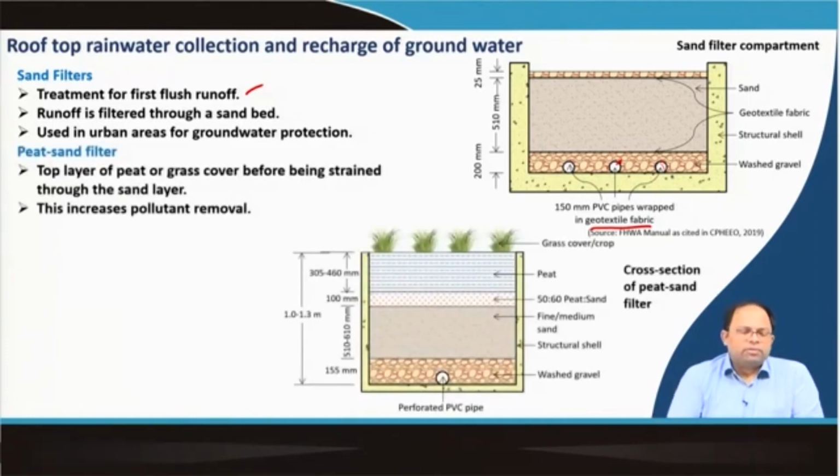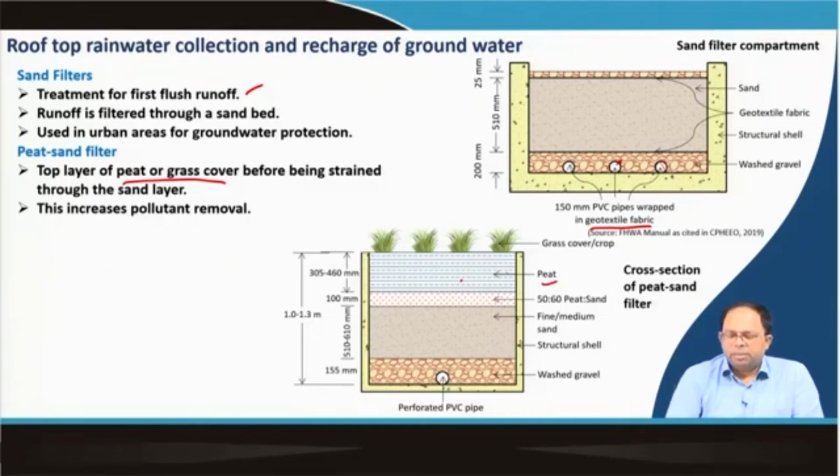So, we can also go for a peat sand filter, with a top layer of peat or grass cover before the water is strained through the sand layer. So, instead of just using sand, we can have a top layer of peat or grass cover. Peat is vegetation all mixed together. It's not decomposed vegetation, but vegetation which has been collected from the surroundings, and we make it into a mixture, and then it could be put in at the top of the sand layer.